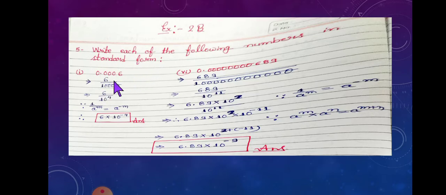First of all we will convert this decimal to a simple fraction. So first we will write 6 upon 1 in the decimal place. Then after the decimal we will count the number of digits, which is 1, 2, 3, 4. So we will add 4 zeros. Then we will write it in power form, 10,000. This 10,000 we will write in power form because of the 4 zeros. That's why we will write 6 upon 10 power 4.